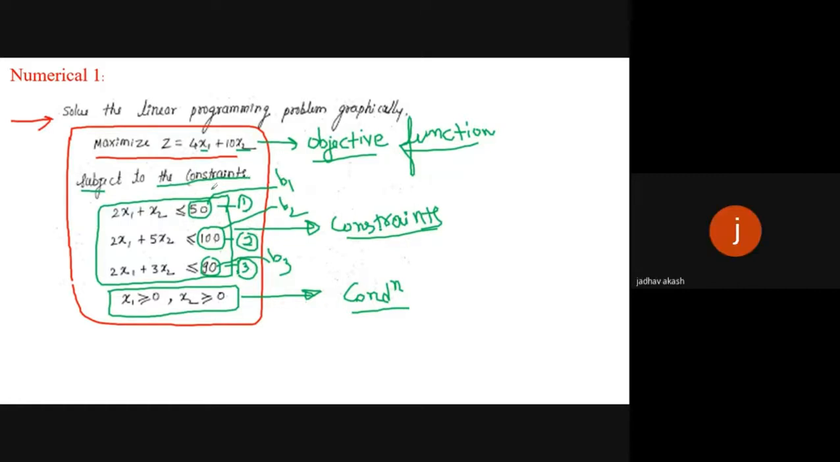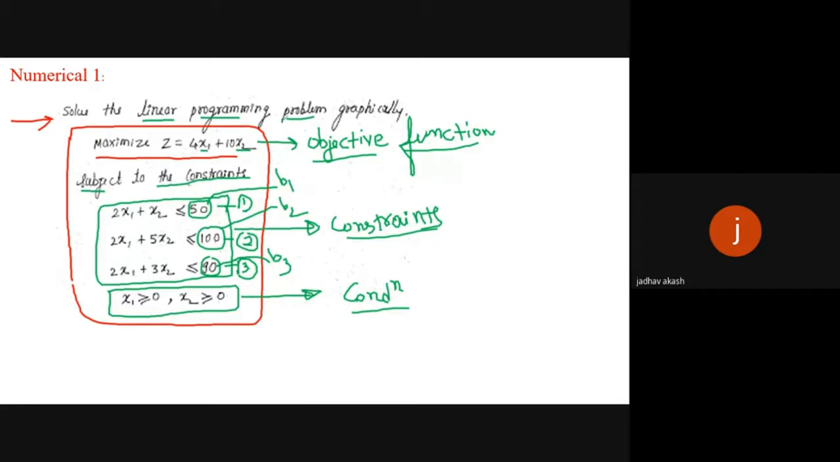Now, usually we'll be solving this using analytical way in our fourth unit, but for this particular unit, we are going to solve it graphically. Now, there's a condition for graphical method also. If a given LPP is of exactly two variables, then only we can go for graphical approach. Then only we can solve the given LPP. LPP means what? Short form of linear programming problem.